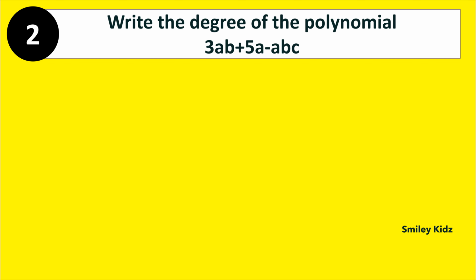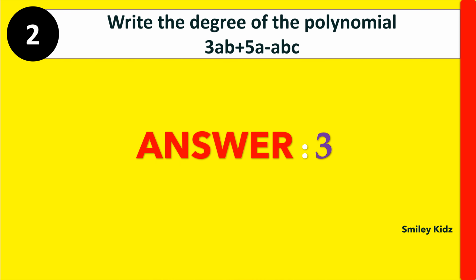Write the degree of the polynomial 3ab plus 5a minus abc. Your time starts now. Your time is up. And the right answer is 3. For finding the degree of the polynomial, we need to first find the degree of the term. The degree of the term refers to the sum of all the powers of the variables in the term.